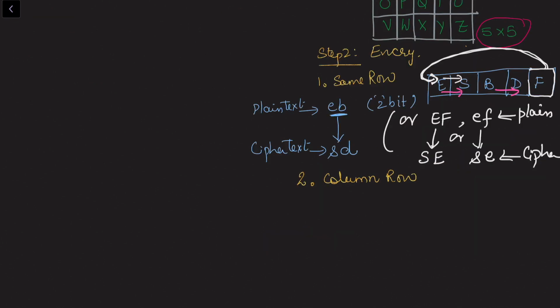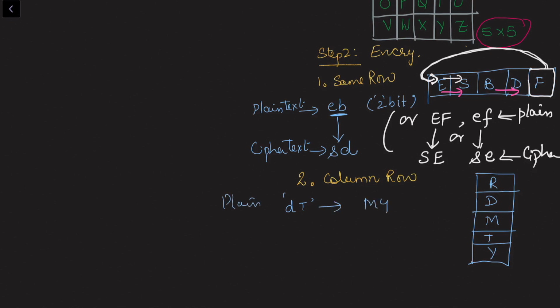In the second case, when they lie in the same column, let me consider a column here to explain this point. Suppose that in the column we have R, D, M, T, and then we got Y, and we want to transfer DT. This is the plain text. This will turn into MY. This will become the cipher text. What I have done is shift one down. You can see that D is shifted to M, and since here we have T, T is shifted to Y. Or we can consider one more example.